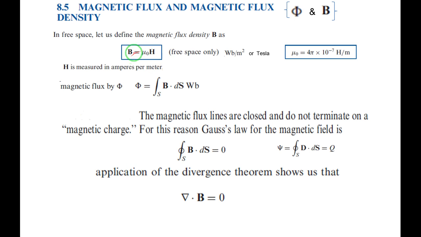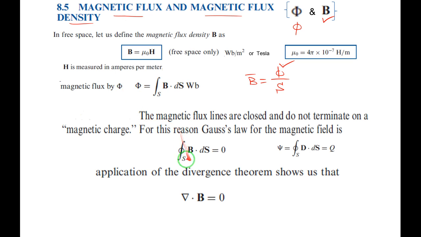Already we know the relationship between the magnetic field intensity H and magnetic flux density B, right? B is equal to mu naught H in free space. Then we'll try to establish the relationship between magnetic flux and magnetic flux density. Magnetic flux is represented by phi and magnetic flux density by letter B. We have already defined the magnetic flux density as flux passing through unit surface area. So if I want to find the magnetic flux phi, it is the surface integral of B dot ds. Webers is the unit of the magnetic flux.